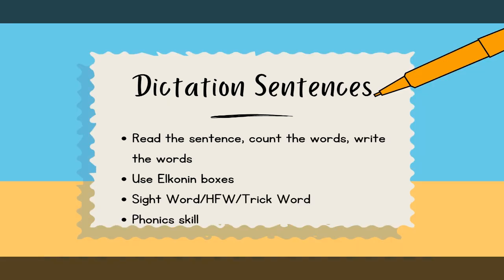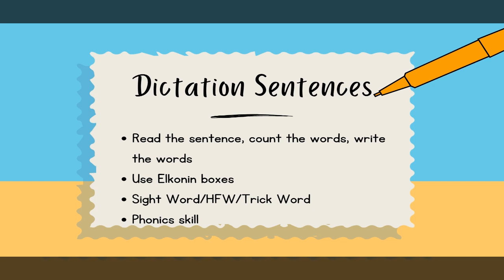This builds up into sentences. Read the sentence, count the words, write the words. The sentence is, the cat ran. How many words am I going to write? 3. Let's write the words now. I like to use Elkonin boxes on this so they can visually see how many words need to be written. The cat ran, they can visually see 3 boxes.